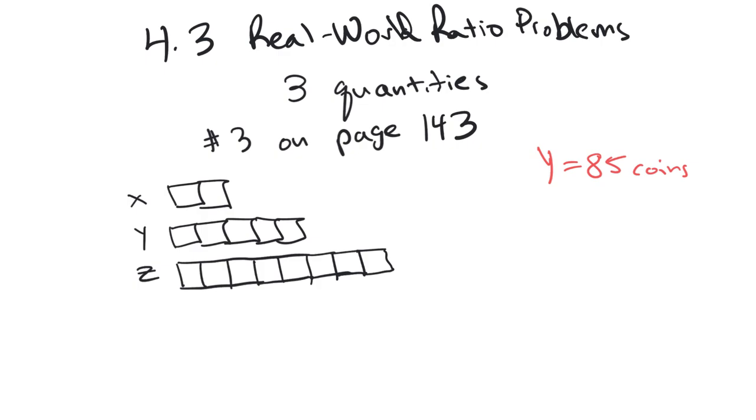So I made a little model here showing that Xavier had 2 units, and then Johann had 5 units, and Zachary had 8 units, and then it told us that Johann had actually 85 coins that he collected. So how many would that be for each one of these units? If he collected 85 for this whole thing right here, what would each unit be?